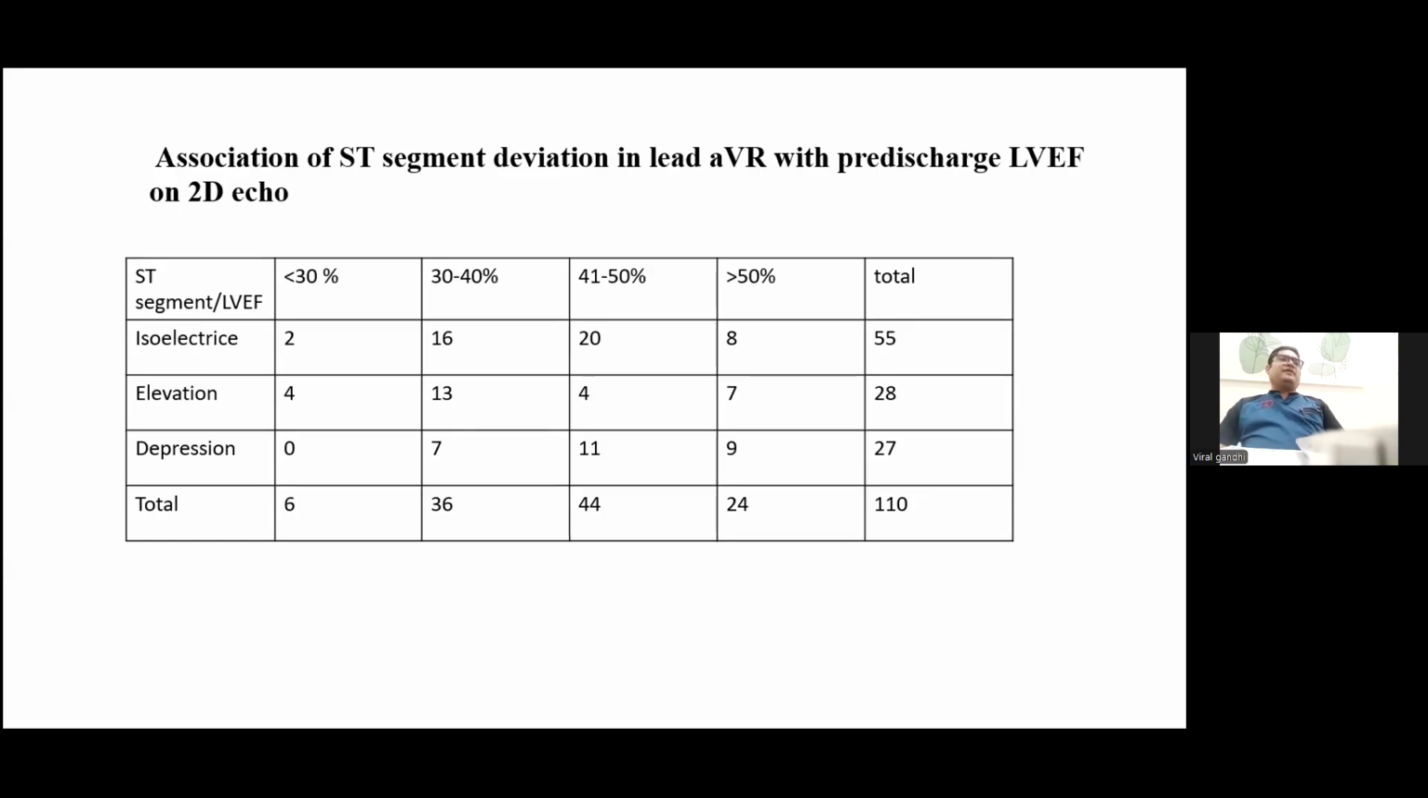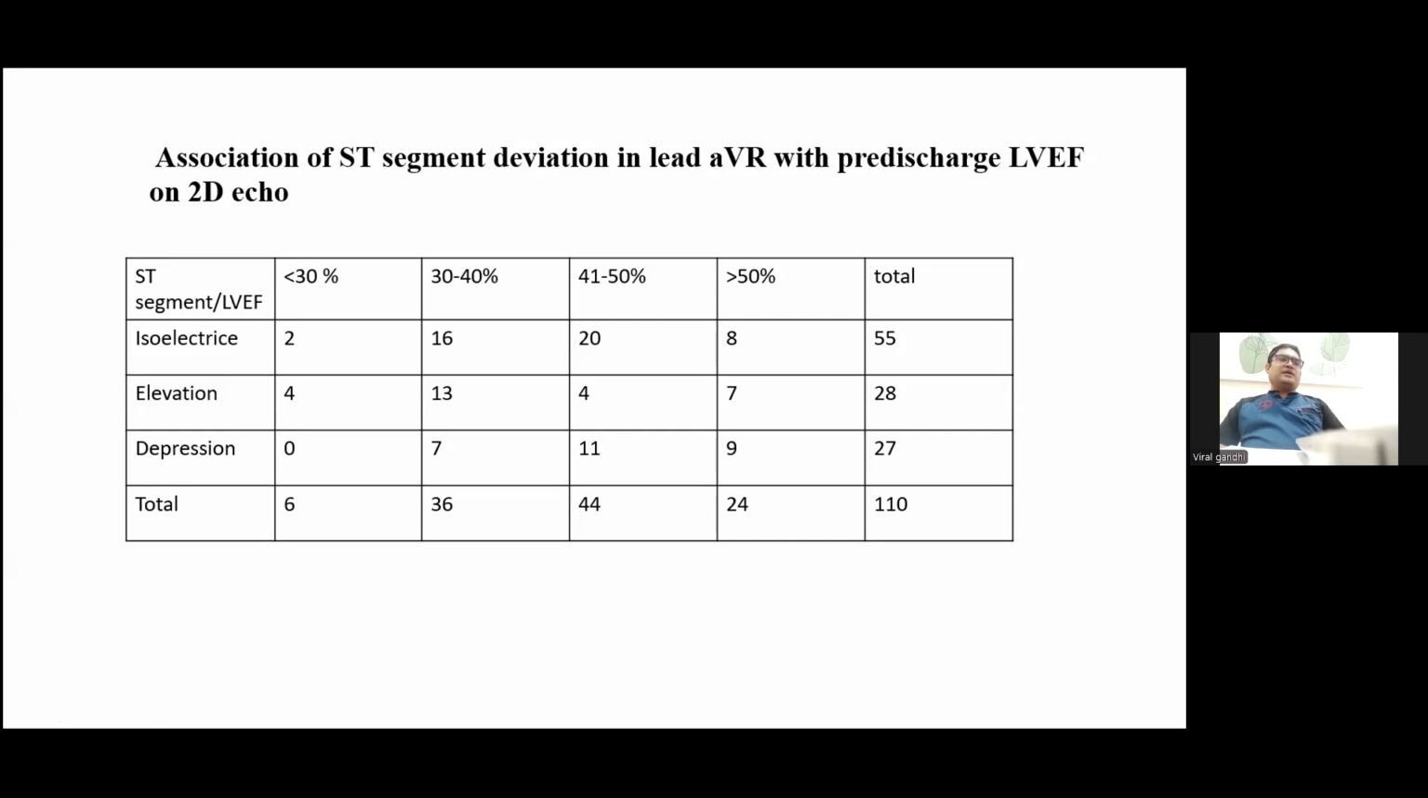Now the results. Next, we draw some conclusions. When we did the echo and compared it with the EF after the procedure, according to LVEF we grouped patients into less than 30%, between 30 to 40%, 41 to 50%, or more than 50%, and we compared these with the ST segment in AVR.